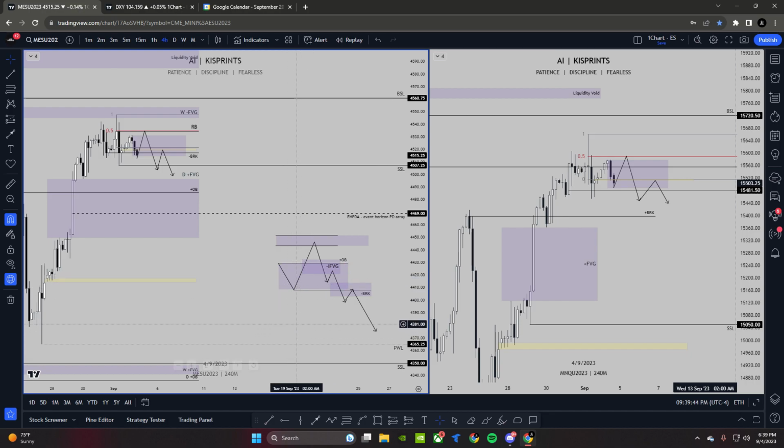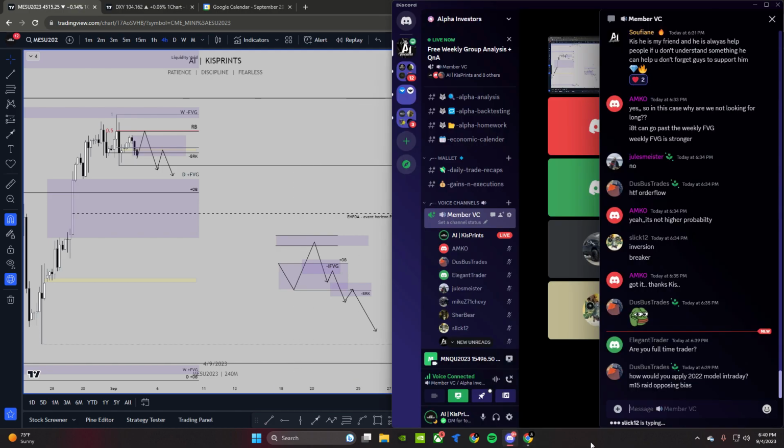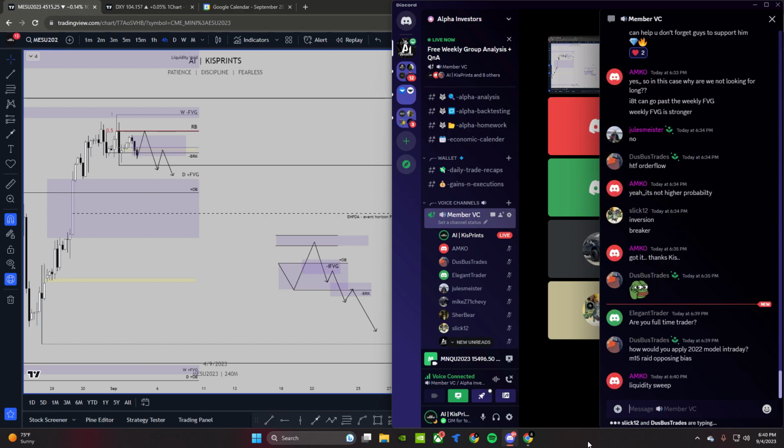The good thing about the breaker model, the 2022 model, and the power of 3 with accumulation, manipulation, distribution model is they all have the same exact thing. What is that one step they all have in common? Do you know? 2022 model, breaker model, liquidity sweep. Perfect, yes. They all have a liquidity sweep.